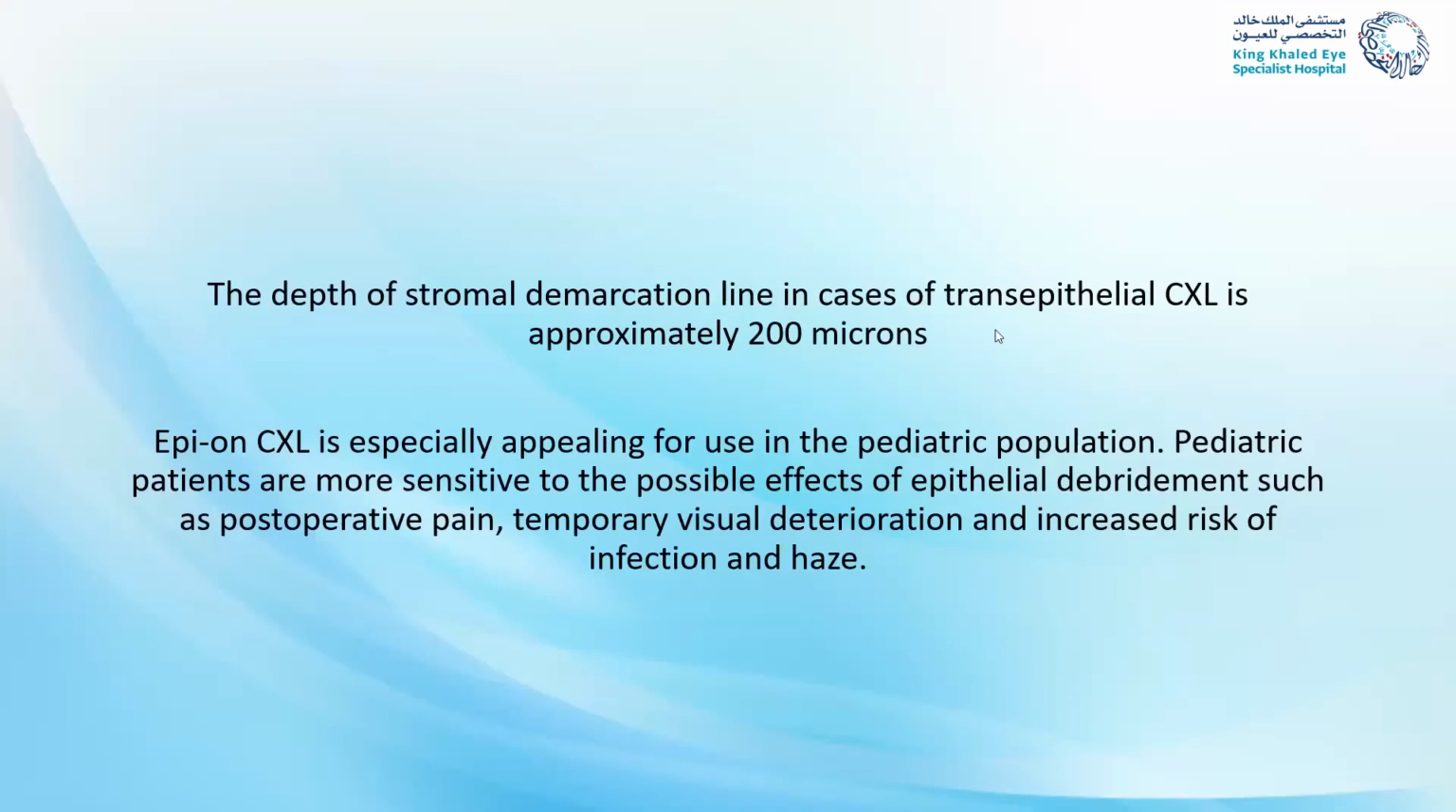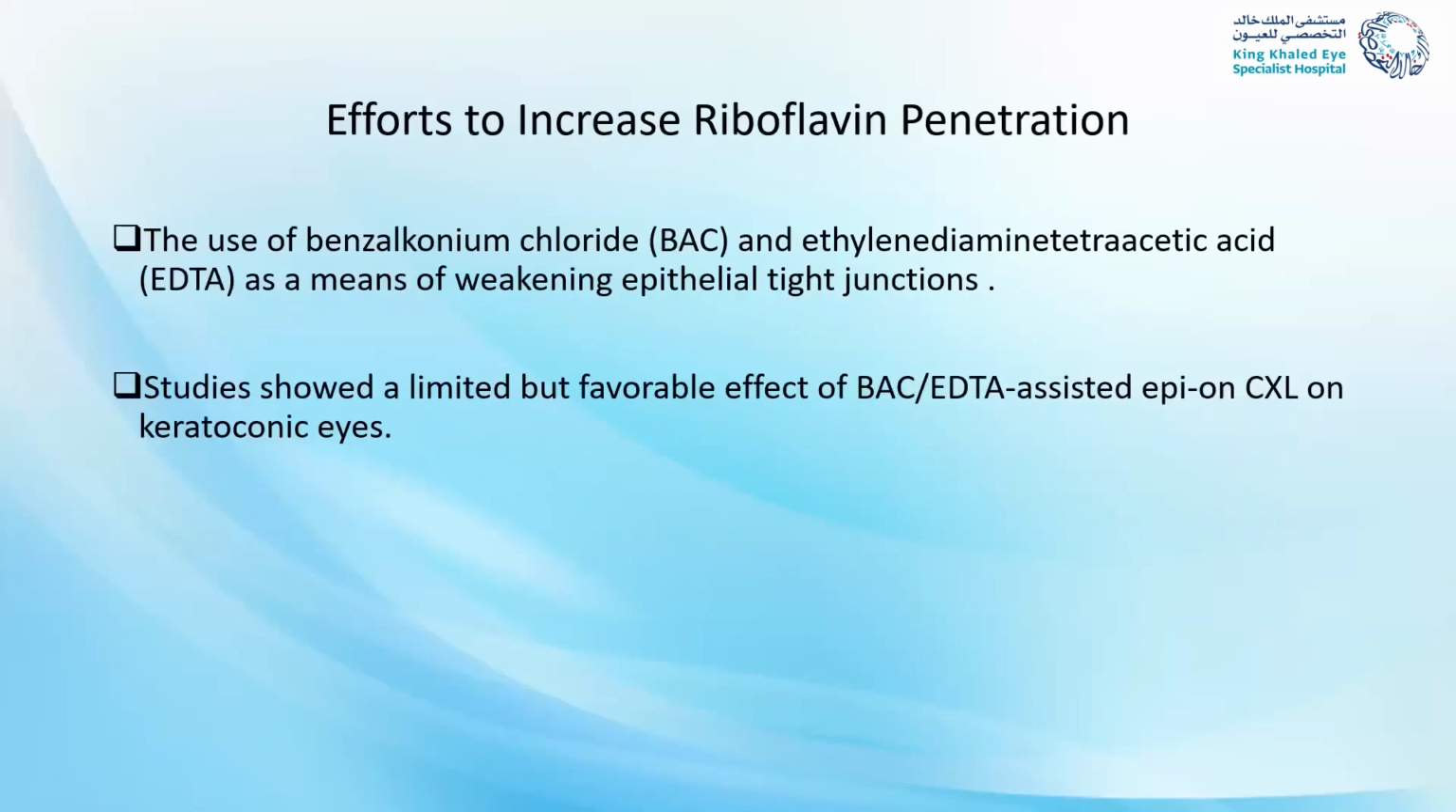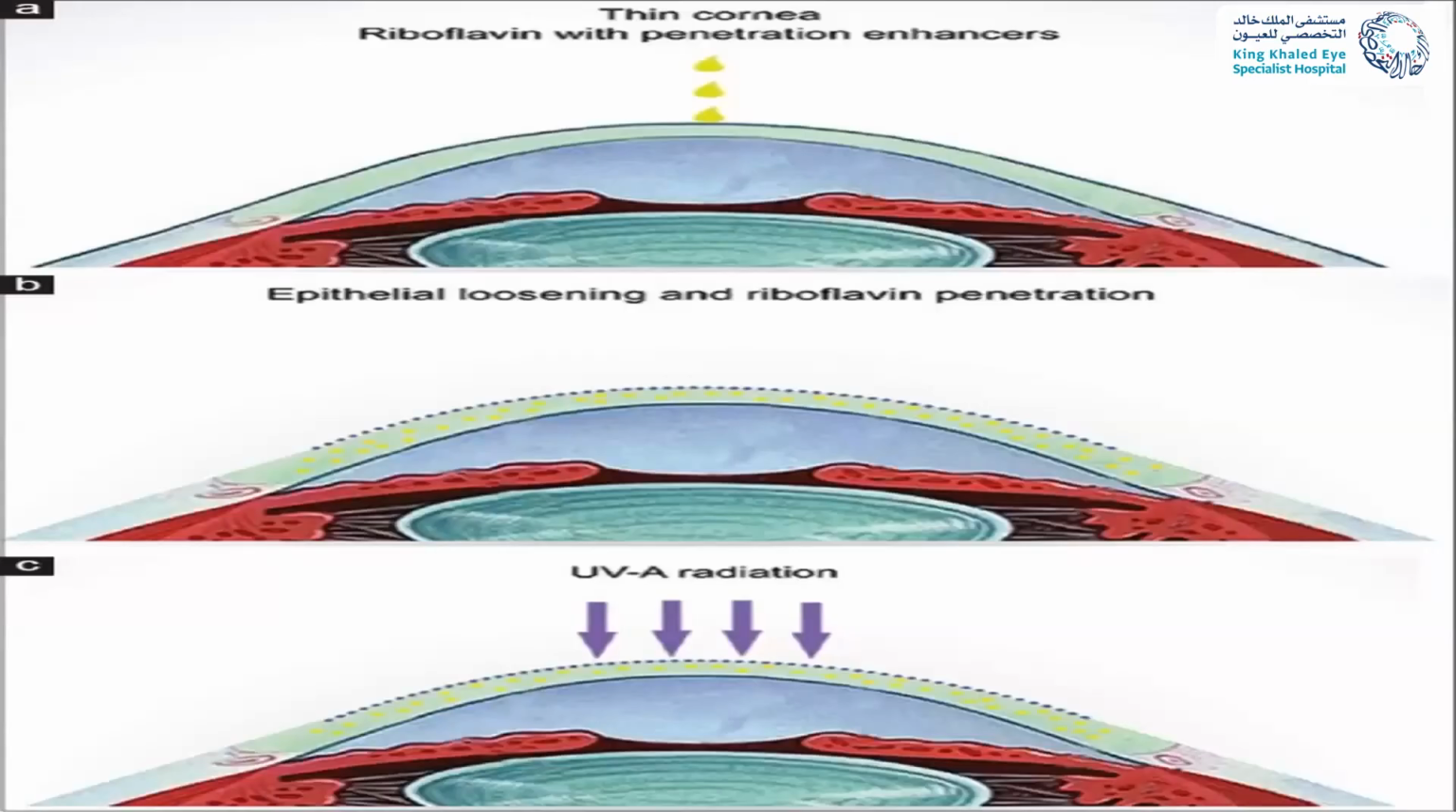They try to find ways to improve the penetration of riboflavin, because this is a major problem here. They found that using benzalkonium chloride and EDTA weakens the epithelial tight junctions and allows better absorption. So these assisted techniques, while keeping the epithelium, actually improve the efficacy of cross-linking. They are not as good as the standard or epithelial-off technique, but they are better than purely epithelium-on.